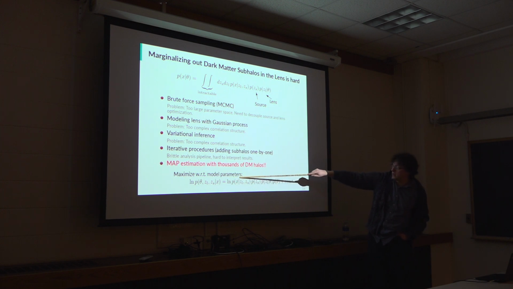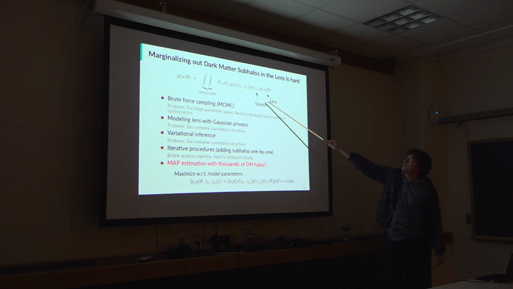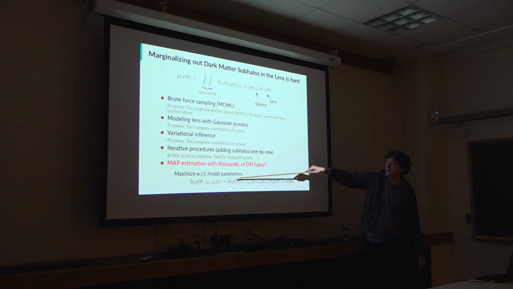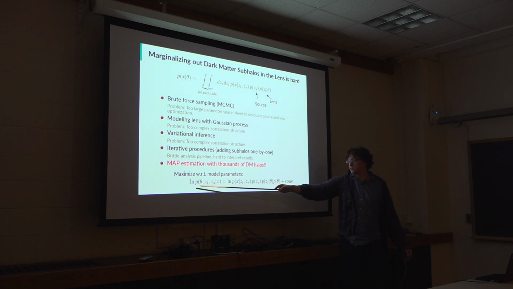And this here is, again, this posterior, it would be marginalized over subhalo properties. Here it's just without the integral, and finding the MAP estimator just means we find the best possible fit for all the individual halos, and the lens, the source parameters, as well as the subhalo mass function.